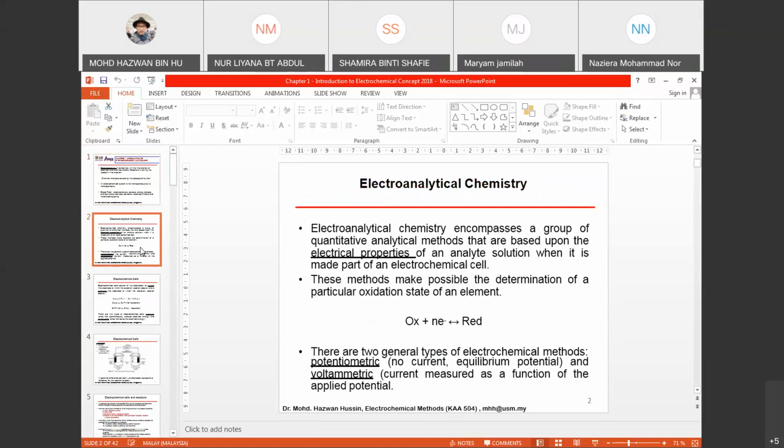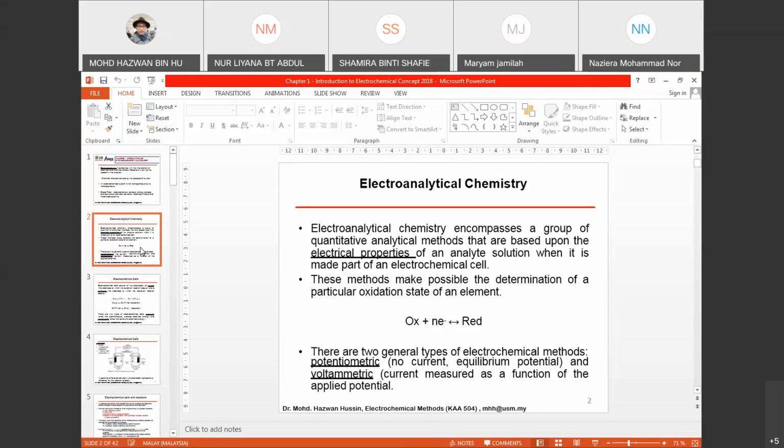Okay, so electroanalytical chemistry encompasses a group of quantitative analytical methods that are based upon the electrical properties of the analyte when it is made part of the electrochemical cell. These methods make it possible to determine the particular oxidation state of an element. As I said, electrochemistry is always related with redox reaction. You have oxidation and also reduction. This process is considered reversible.